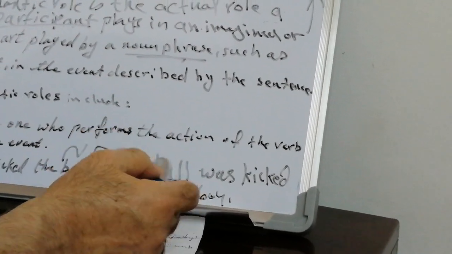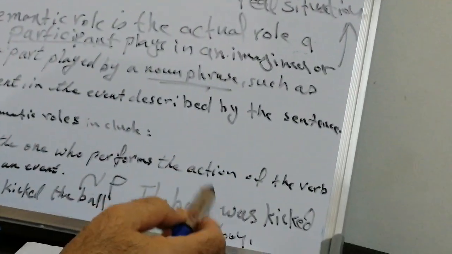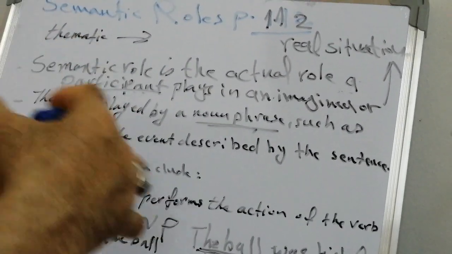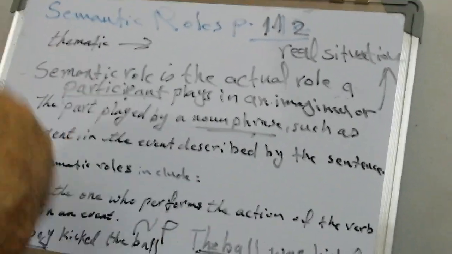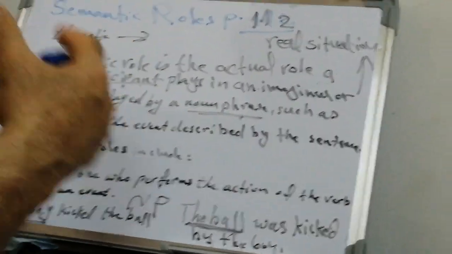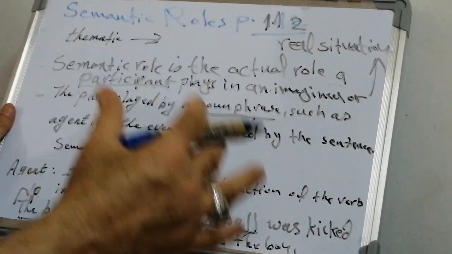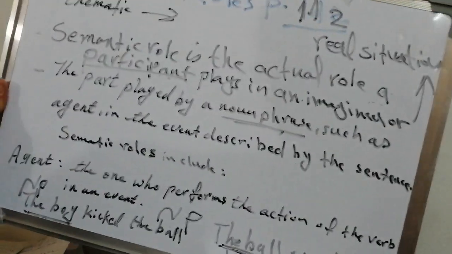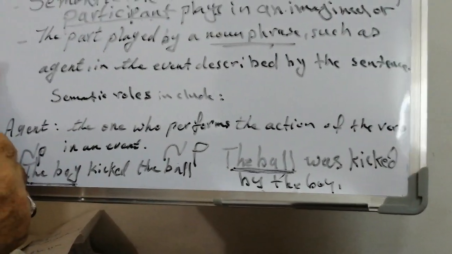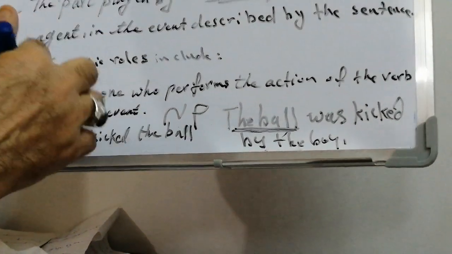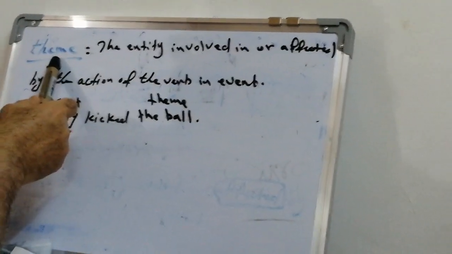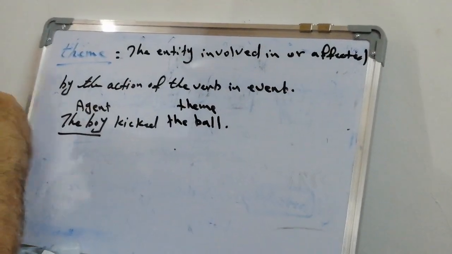So what do we conclude from this? We conclude that semantic roles do not change when the NP doing that action or receiving that action moves from one position to another position in the sentence. Okay, right. So this is the first semantic role. Now what about the second semantic role? The second semantic role is called theme.